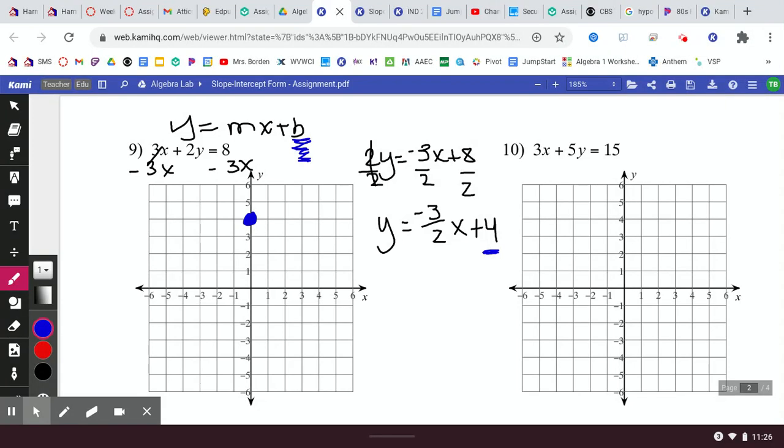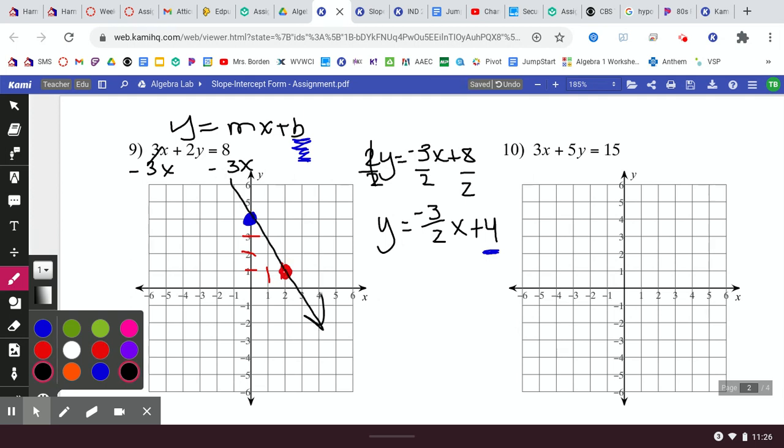Positive 4. And then, Bryce, what's next? And then you go down 3, right 2. Good. Down 3, right 2. That's a negative and a positive move. And I put a point where that tells me to move to. And then I draw my line. And what's my quick check? Good. Negative slope. I'm going downhill, so I'm good.